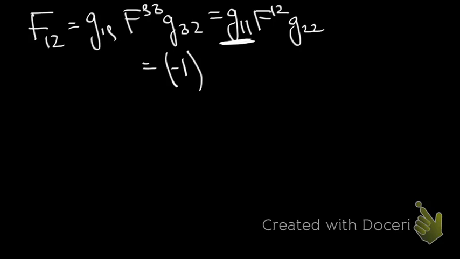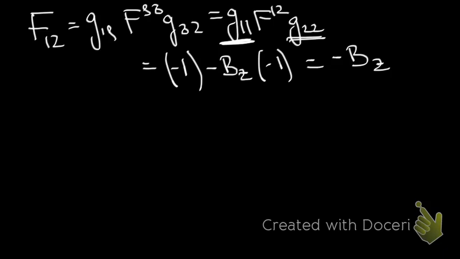F12 is my negative BZ, right? And then again G22 is -1. So what this would give me is negative BZ. And so if you go back and look at the contravariant form of the field strength tensor, F12 was still negative BZ. So the magnetic components did not change from going from the contravariant to the covariant field strength tensor.